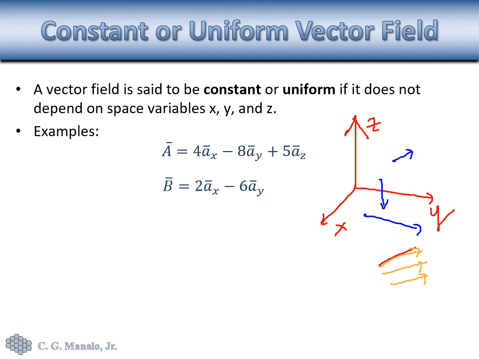So that would be seen as having components that are constant. So in this case, vector A is a vector field that is constant or uniform, also the same as here in vector B. If these components happen to be functions of their coordinates, then that would not be a constant or a uniform vector field.